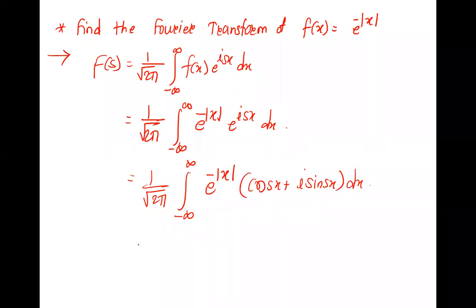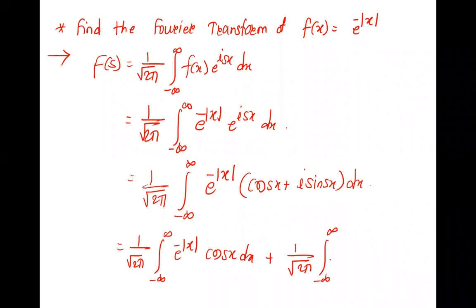Right. So just separate: 1 upon root 2 pi integral from minus infinity to infinity e raised to minus mod x cos sx dx, plus 1 upon root 2 pi integral e raised to minus mod x into i, we can take it out, into sin sx dx. How is this? You told me just now, even. How is cos? Even. Even into even? Even. So this is even function.